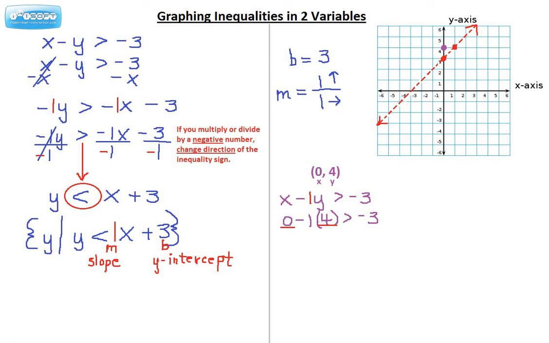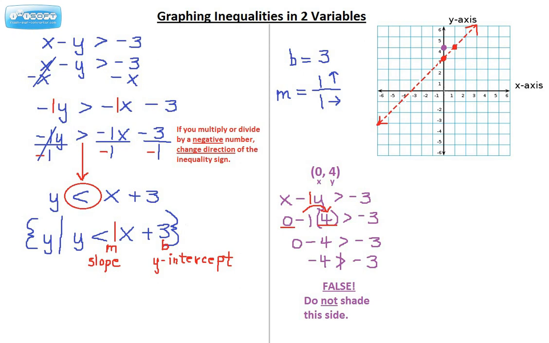Here we put in the values for x and y, and now let's multiply. Next we combine like terms. It says that -4 is greater than -3, but this is not true. -4 is not greater than -3. So we know not to shade this side.